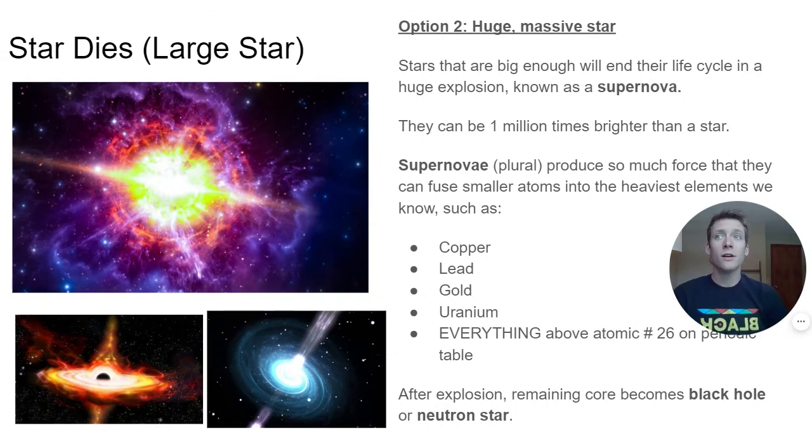So that includes all of the metals that we have on Earth, in your smartphone, in your watch, in your car. Well, some of those metals, like aluminum, are under atomic number 26. But things like uranium, plutonium, titanium, mercury, were all made in a supernova. And it's the only way that they can be formed.